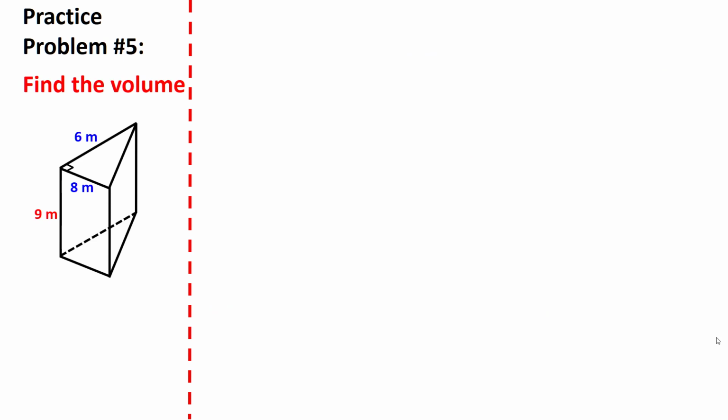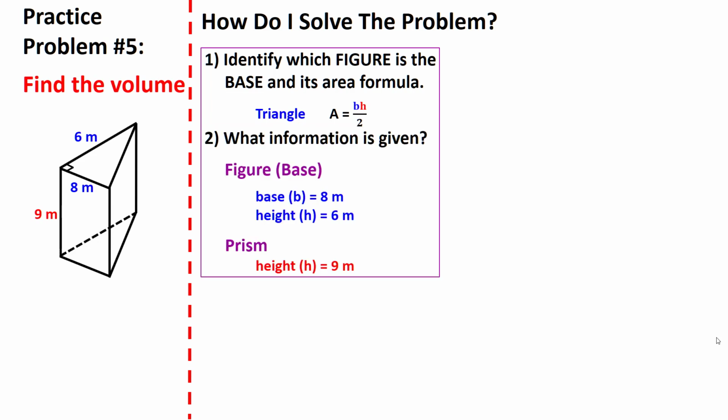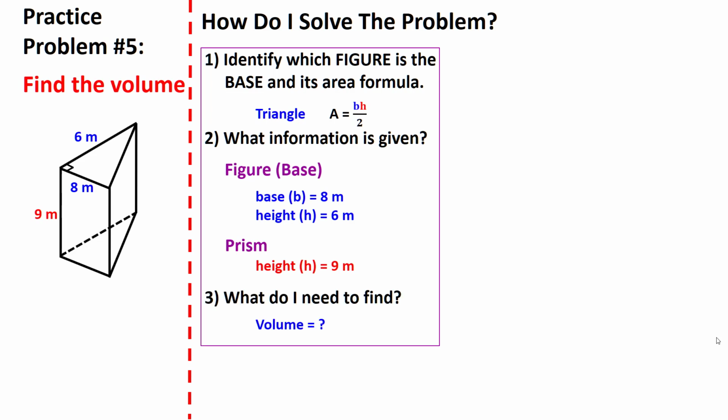Problem 5. Find the volume. How do I solve the problem? First, I identified which figure is the base and its area. In this prism, the base is a triangle. Second, I write down the given information. Third, I write down what I need to find. I always start with the volume formula.